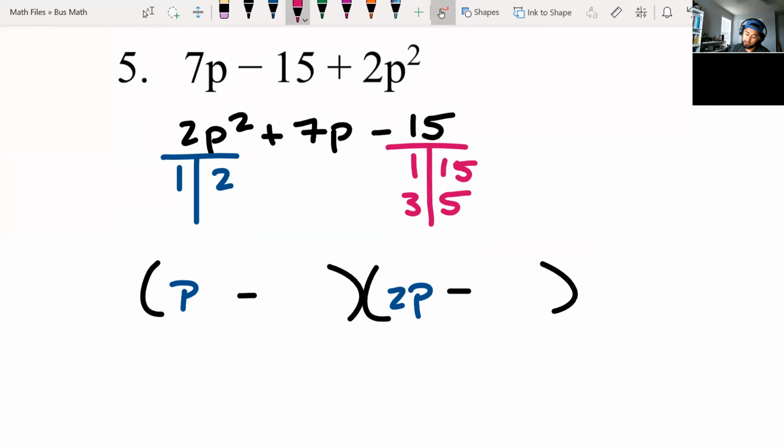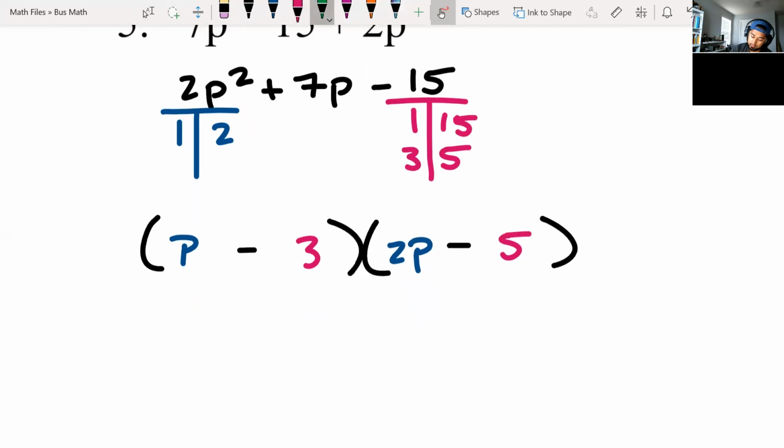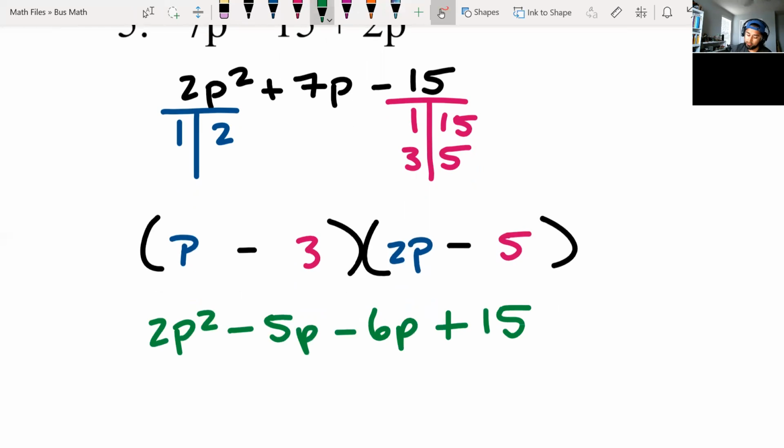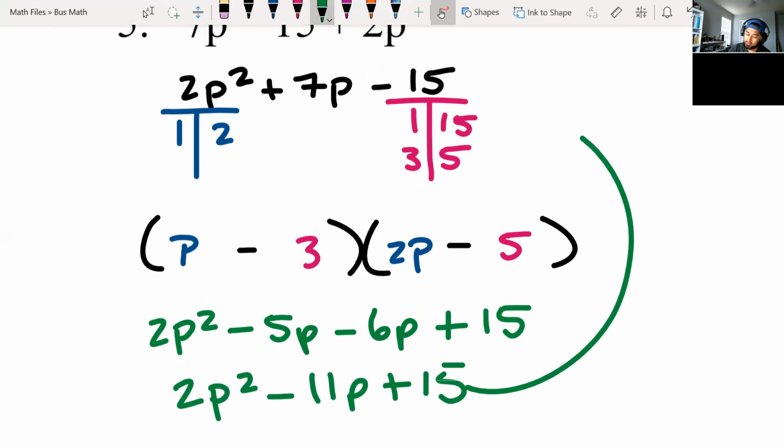Three and 5. Okay, let's see. I'll put 3 there. I'll put 5 there. Let's check our work. 2p squared minus 5p minus 6p plus 15. Uh-oh. 2p squared minus 11p plus 15. Does this look like the one above? Nope. No, right?